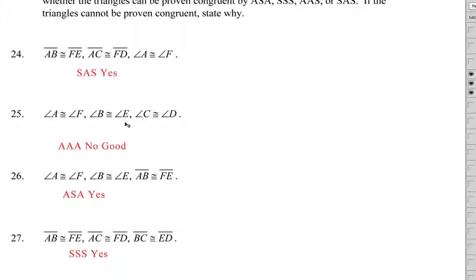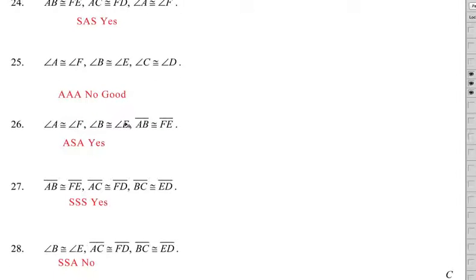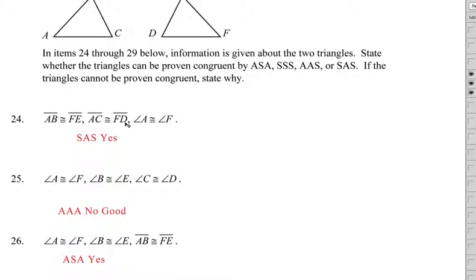Okay. Then the next one you can see is side, side, side, right? It's all sides. There's no angle. So on 27, we're saying it's all sides, so it's side, side, side. Okay. Then we're going to do 28. Okay. 28 is BE. Okay, so we're going to look at it.